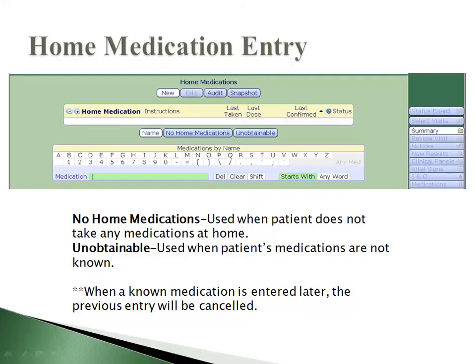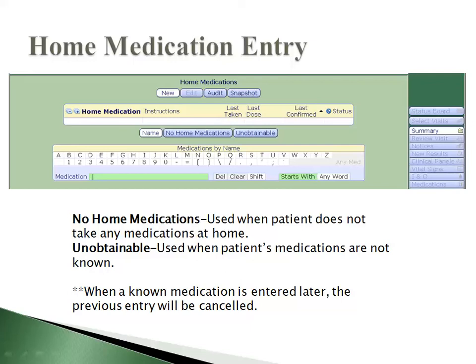Our home medication entry has made some updates and changes as well. You now have these two tabs. In addition to just adding the name of the home med, you now can click on No Home Medications. This is to be used when the patient does not take any home meds. There is also an Unobtainable tab. The unobtainable is to be used when the patient's medications are not known.